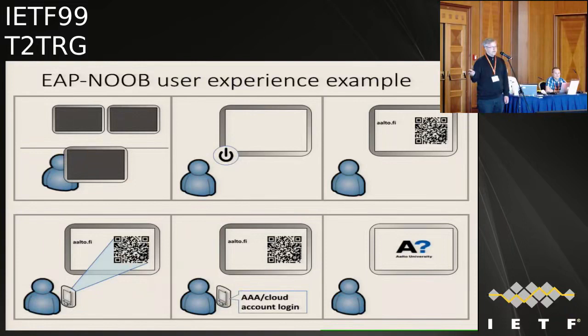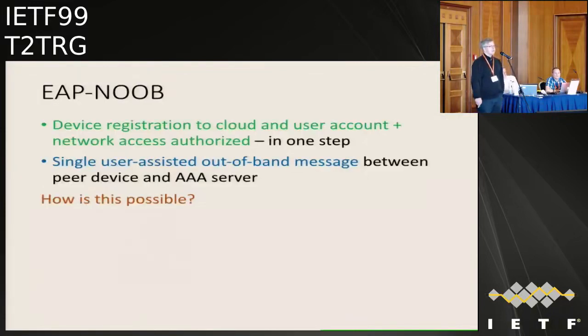So we've got network access and also associated the display devices with a cloud service on the application level. And there was no previous password, no previous accounts, except the user had one. But how could we do this network access and registration to the backend in the cloud in just one step?